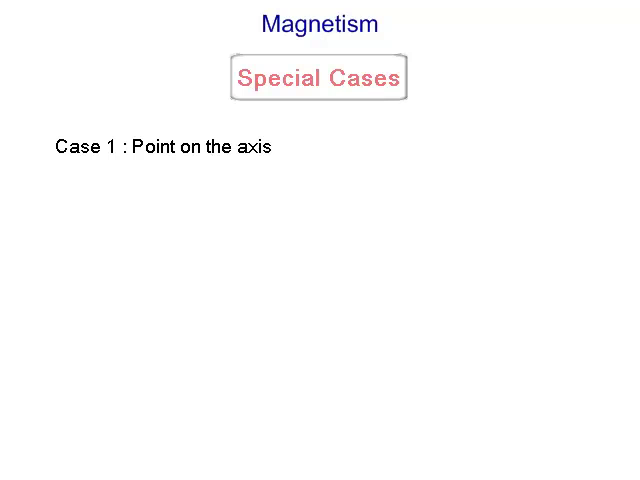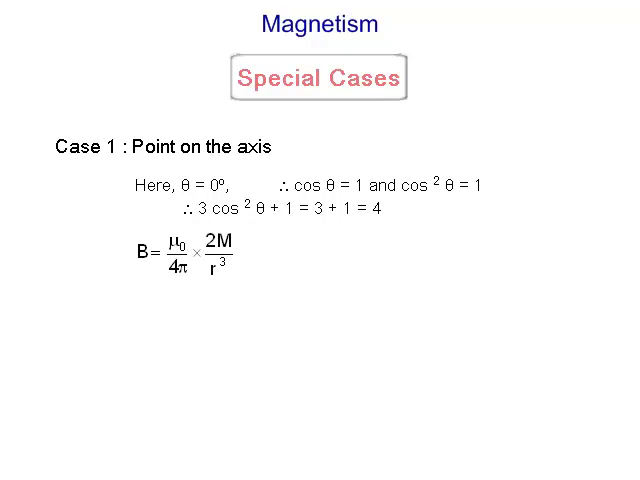Imagine point P to be on the axis. Hence, angle theta made by line OP with the axis will be 0. Hence, cos theta will be cos 0, or 1. Hence, cos square theta is equal to 1. So 3 cos square theta is equal to 3, and 3 cos square theta plus 1 is equal to 4. Hence, we get the formula for B as mu naught upon 4 pi, 2m upon r cube. This is the magnetic induction at an axial point.